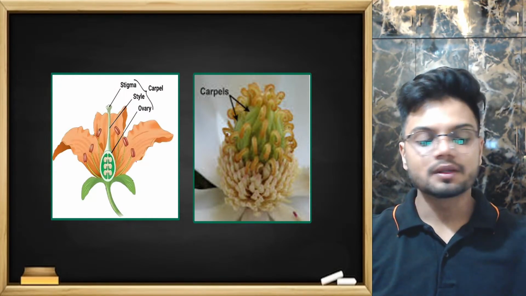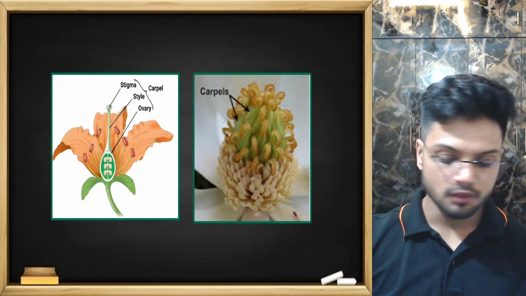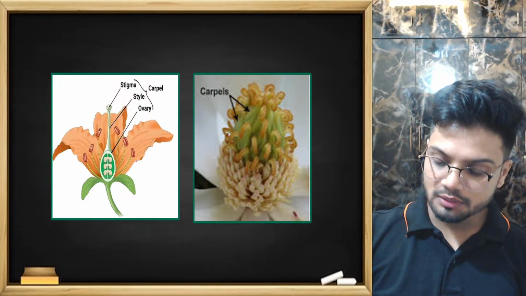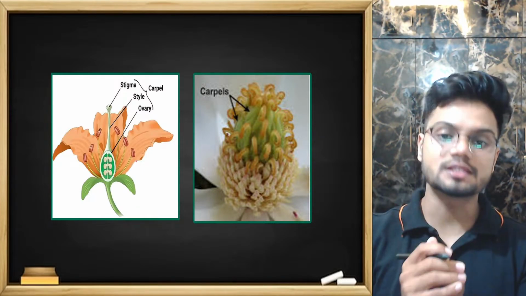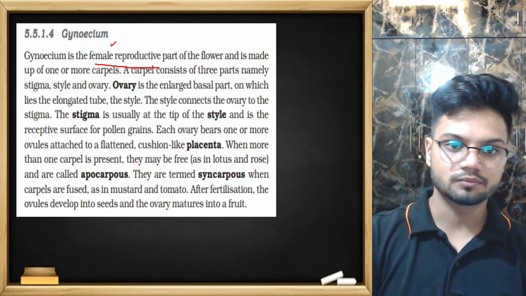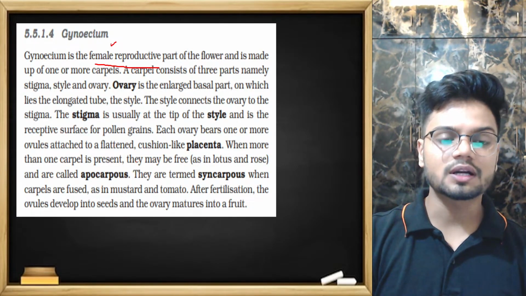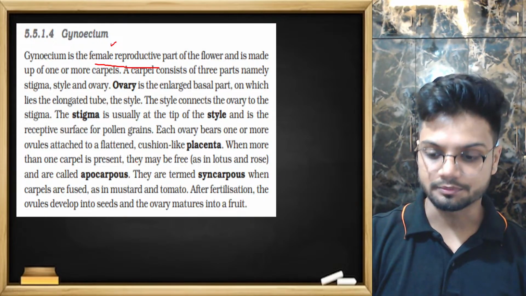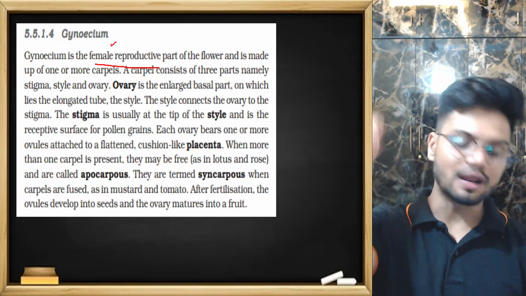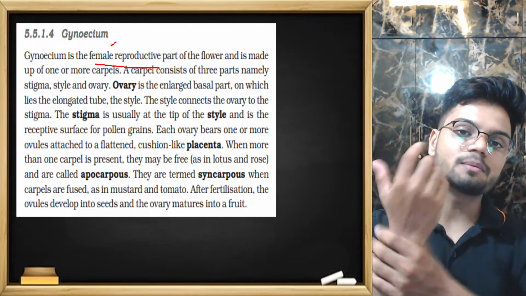All of you are aware, right? Gynoecium is the female reproductive part of the flower. Well, friends, what is gynoecium? Gynoecium is nothing but a collection of pistils. Gynoecium is called a collection of pistils, or it can be made up of many carpels also. Now, what is the difference between a carpel and a pistil? Now, understand. Think of your hand right here. Think of your hand as a pistil. Your entire hand is a pistil.